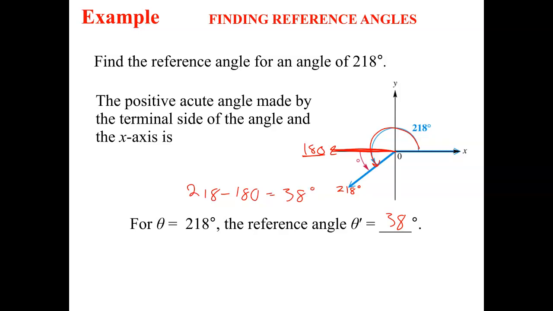So if I have a reference angle of 38 degrees, all of my trigonometric function values will be the same as the measure of 38 degrees. The only thing that's different is some of them will be negative now.